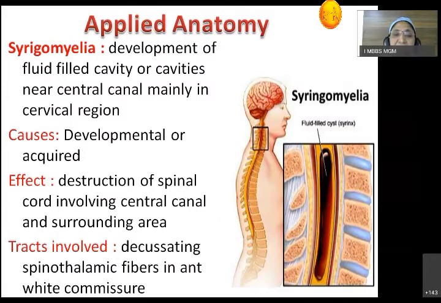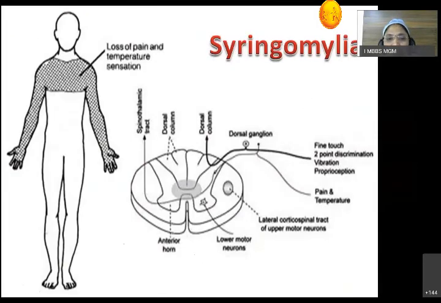And what will happen if there is syringomyelia? Generally, syringomyelia occurs in the cervical region, and there is formation of cavity. As there is a central canal, this central canal becomes enlarged. So there is formation of cavity in the central part of the spinal cord. What are the different structures present around the central part of the spinal cord? Let us see. This is the transverse section of the spinal cord, and here is the site of central canal. In syringomyelia, the central canal is enlarged.